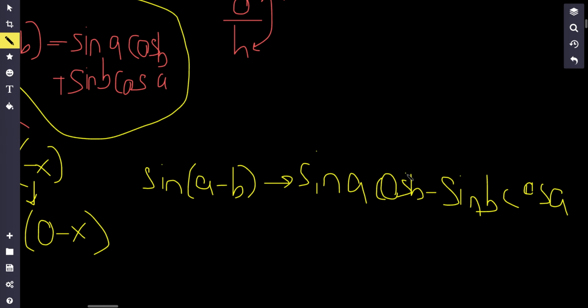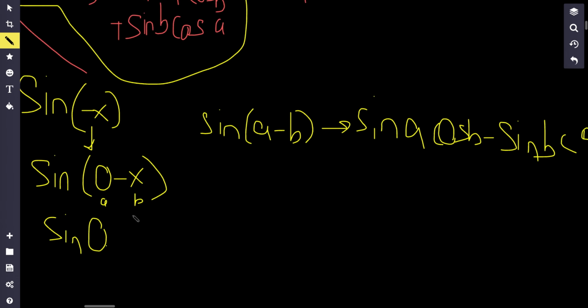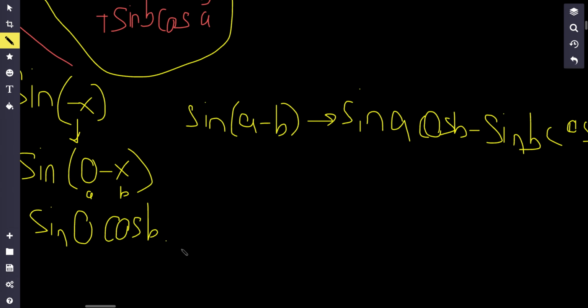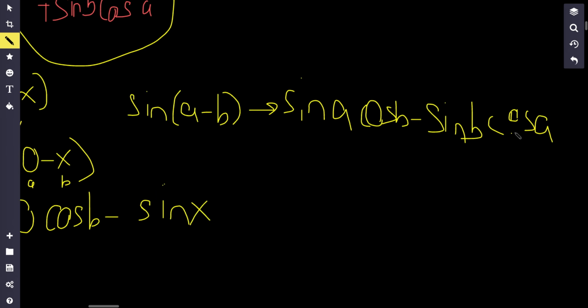So we let this be equal to a, the 0, and we let this be equal to b, the x. So sine of a times cosine of b, minus sine of b, which is sine of x, times cosine of a.